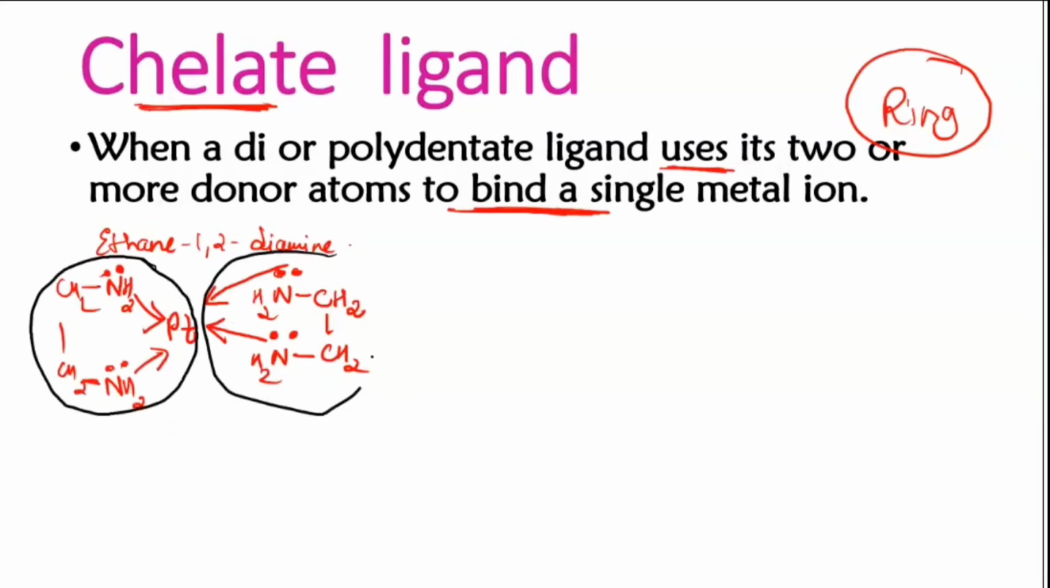And the number of bonds which they are forming here: 1, 2, 3, 4, and then 5. So 5-membered rings are said to be stable ones, because of the strain and other factors. There are other factors also for chelating, but for your syllabus this much is enough.